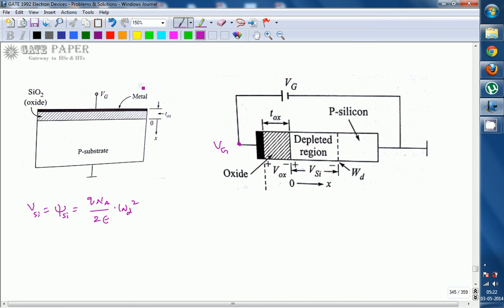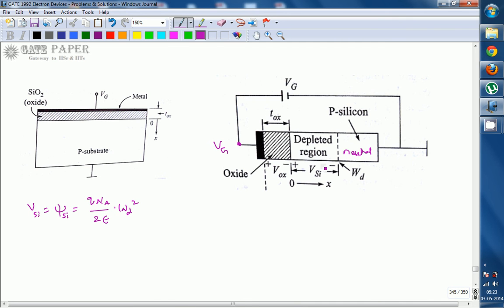In between you are getting metal, silicon dioxide, substrate, and in the substrate you are getting the depletion region. This depletion region is from 0 to WD. This is the width of the depletion region, and VSI, the voltage drop in the depletion region, because the rest is neutral. So VSI is given as 0.2 volts, WD is given as 0.5 micrometers. We will see how to draw the electric field.